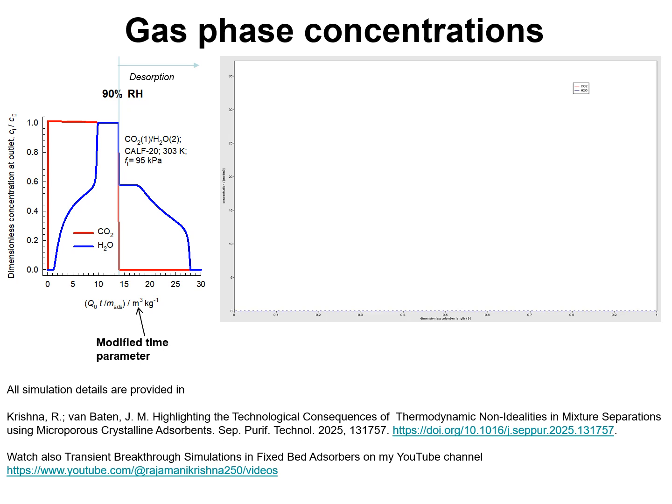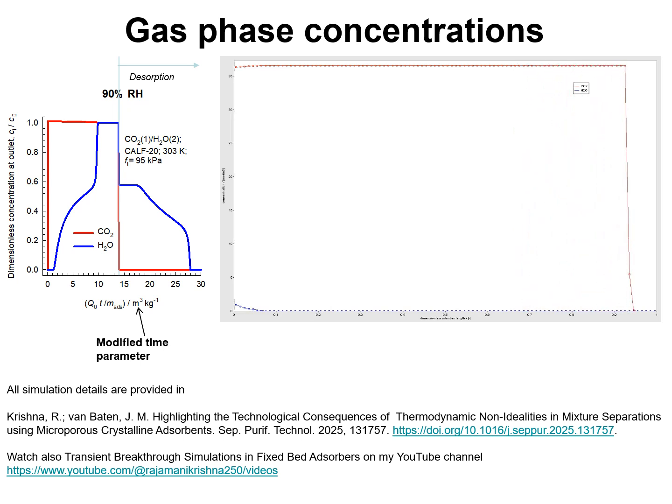Let's look at the animations. Note that the red line indicates the CO2 concentration in the gas phase, and the blue line represents the water concentration in the gas phase mixture, as these concentration fronts develop along the fixed bed adsorber. So let's start the animation. The animations are a little bit jittery due to some issues with PowerPoint, but the simulations are pretty steady.